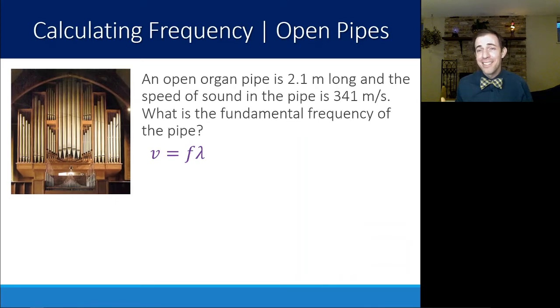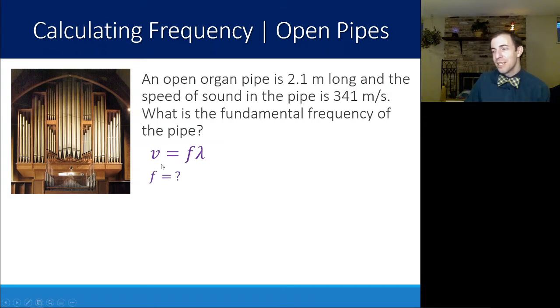So let's look at this in terms of a problem. An open organ pipe is 2.1 meters long. That's a pretty long organ pipe, over 6 feet long. And the speed of sound in the pipe is 341 meters per second. That's roughly room temperature speed of sound. What is the fundamental frequency of the pipe? From just the length of the pipe and the speed of sound on that day, you should be able to tell me what note that organ pipe is going to be playing.